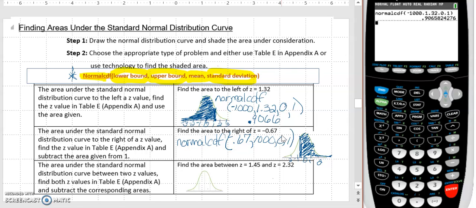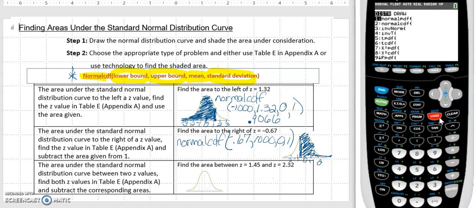So let's do this in our calculator. Go back to second vars, bring up our normal CDF command, choice 2. My low bound is negative 0.67, and my upper bound is 1,000. And my mean and standard deviation are still 0 and 1. And I'm going to key in enter on paste. And all of our command lines look like that.